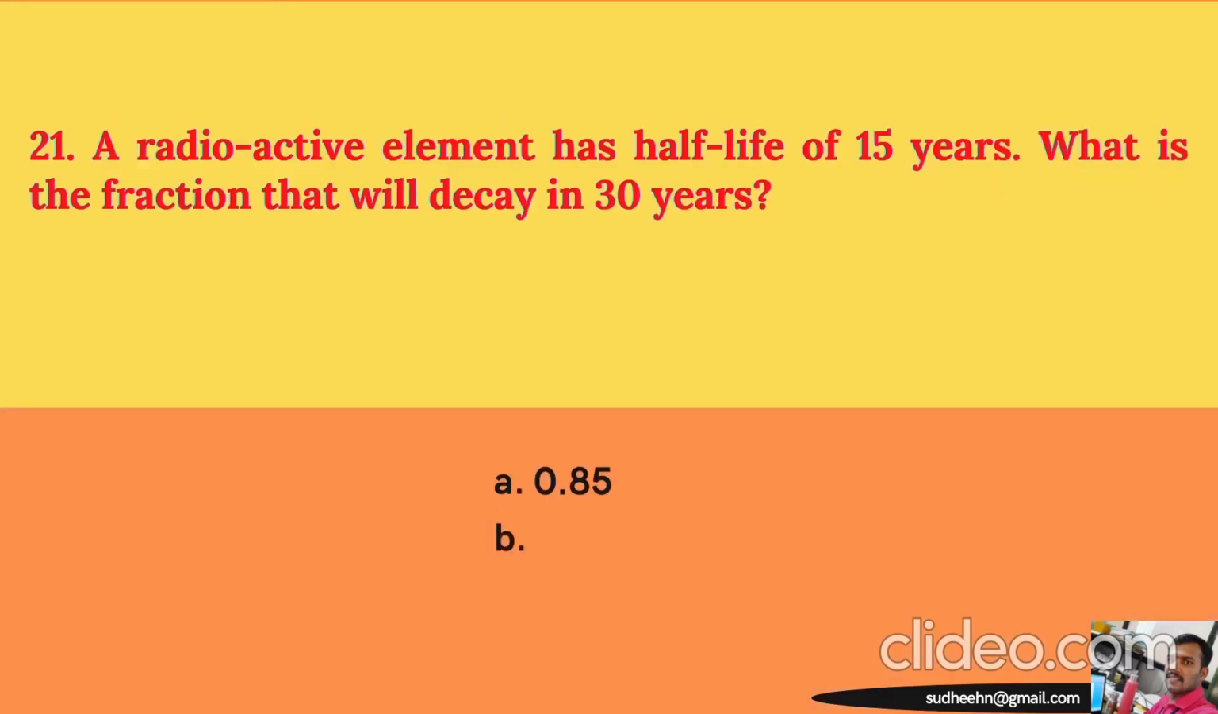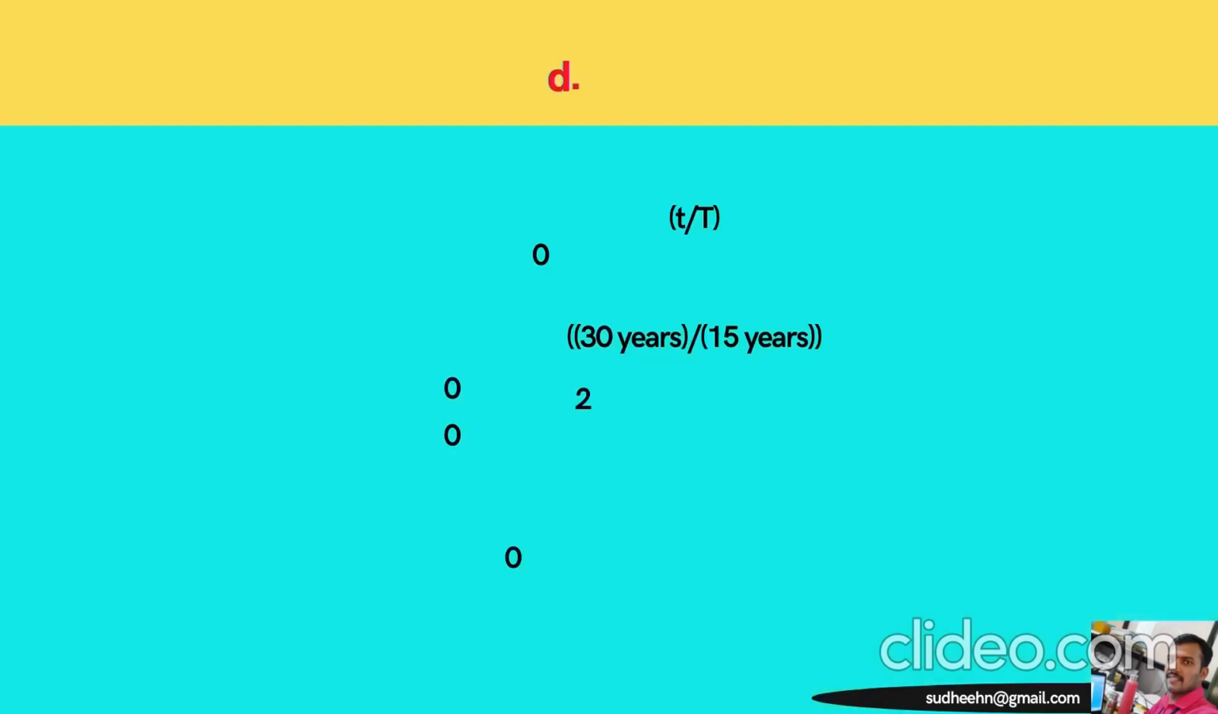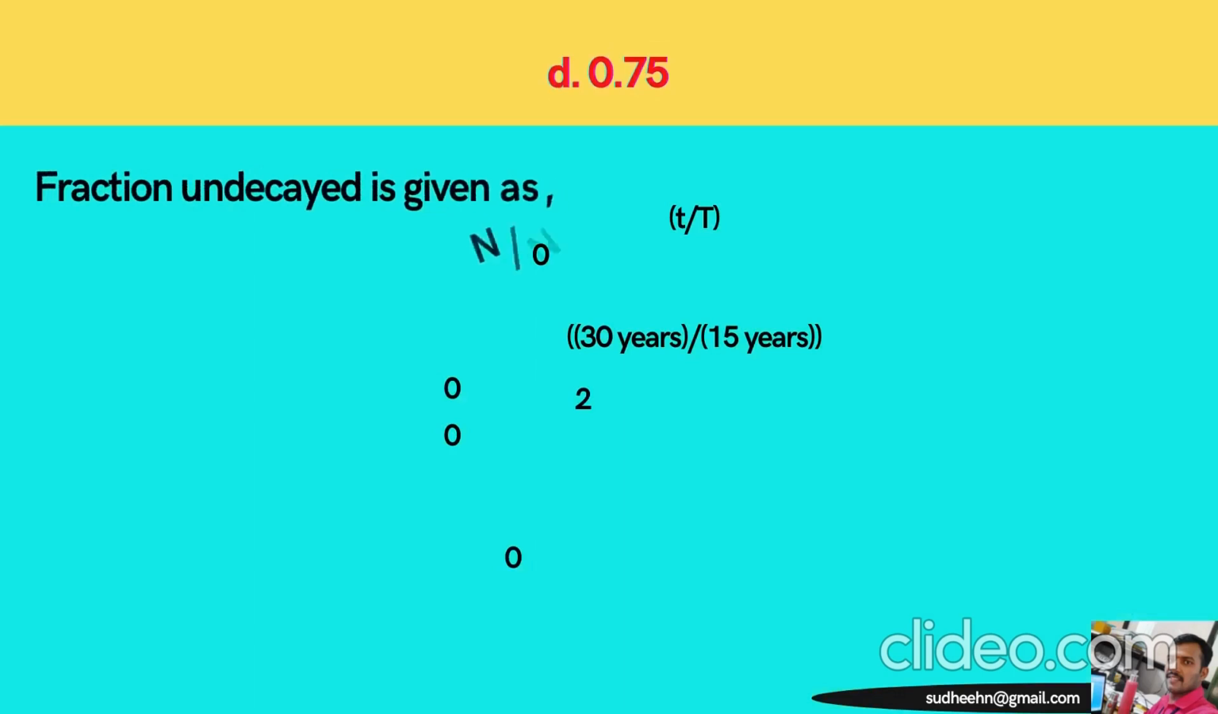Next question is question number 21. A radioactive element has a half-life of 15 years. What is the fraction that will decay in 30 years? The options given are 0.85, 0.25, 0.5 or 0.75. And the right answer for this particular question is option D, that is 0.75.